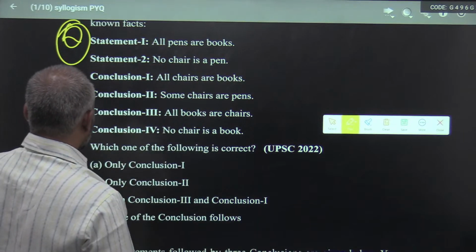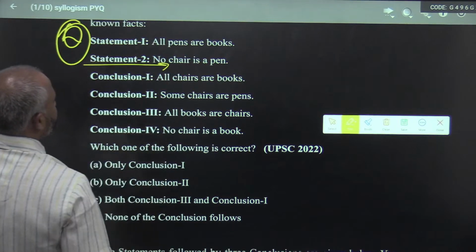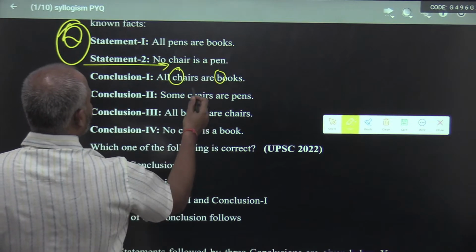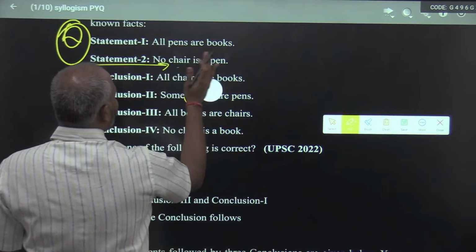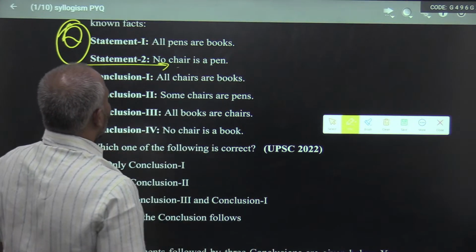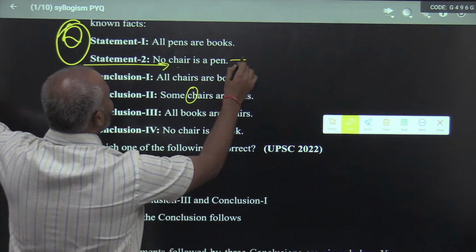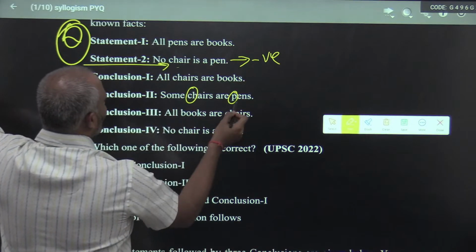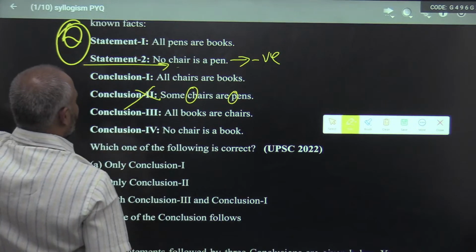You see, two statements and we have conclusions. Chairs and books. Chair is here, book is here, chair is here, pen is here. First eliminate all the single-statement ones. We need a relationship between chair and pen. So chair and pen are in statement number 2. What is this? This is a negative statement. But what is conclusion 2? Conclusion 2 is a positive statement. So this is wrong. Next.